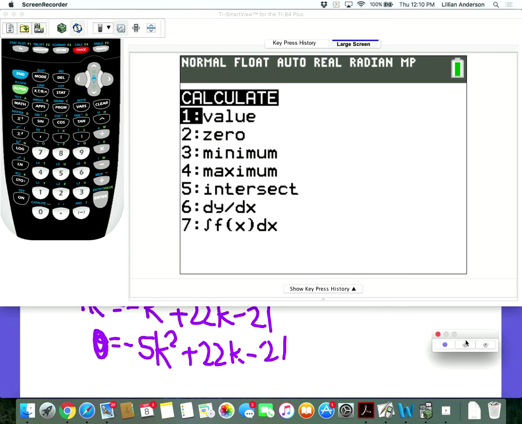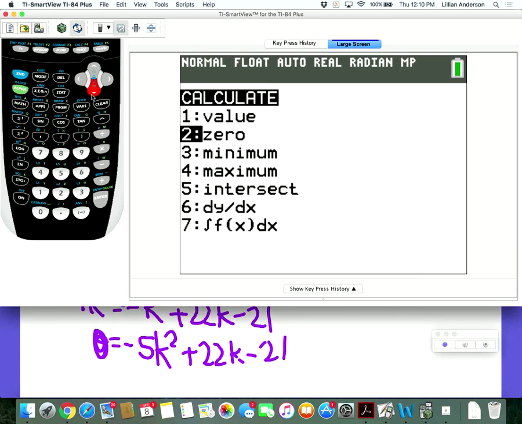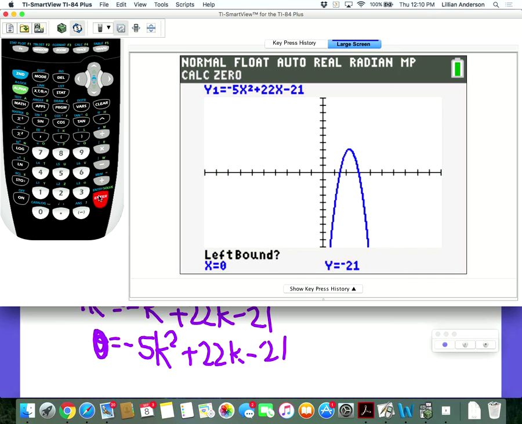If you wanted to find where two lines intersected, instead of going through the old school system of equations, elimination, substitution, you can use this. Okay, but for the sake of this particular example, we're going to go to option 2, which is 0. 0 also means x-intercept, roots, solutions. So we click enter. Now, does everybody see left bound at the bottom of their screen? Yeah. That means we have to go to the left of the x-intercept that we're trying to find.